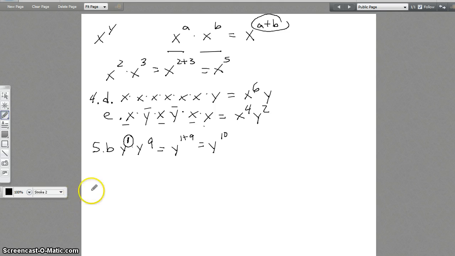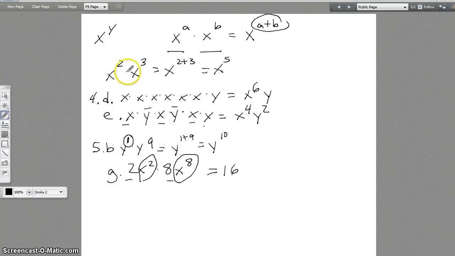Then if we have something like part G, 2x squared times 8x to the 8th, what we can do is multiply our numbers together. We have 2 times 8, so that's going to be 16. And then we can multiply our x's that have exponents. So we have x squared times x to the 8th. That is multiplying two numbers with exponents, so that's going to be x to the 2 plus 8, because it's a power of 2 and a power of 8. So that is 16x to the 10th. Again, number 5 is just like number 12 in the homework.